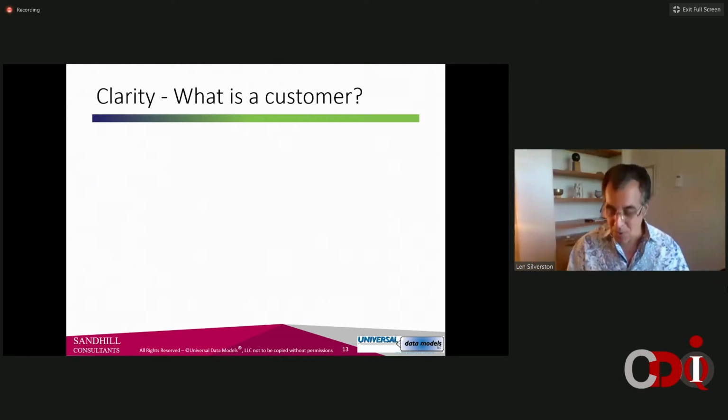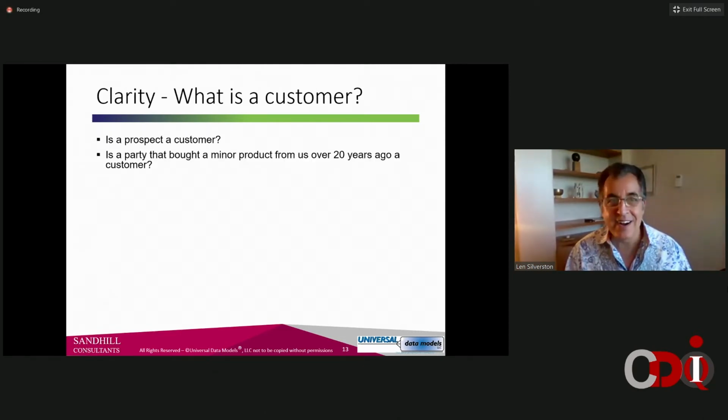Hey, let's get on board. For instance, are prospects customers? Very often when I ask organizations, half the people say yes, half the people say no. So we need to define it. If I have a prospect, somebody who's going to buy tomorrow, are they a customer? Is a party that bought something from us 20 years ago a customer? Let's say they bought a minor product from us 20 years ago.